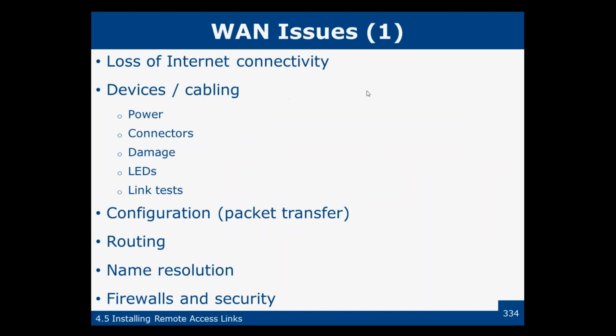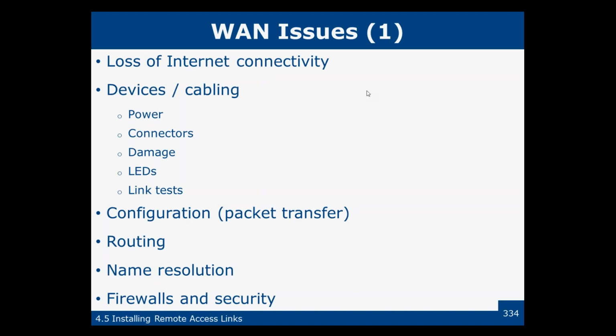WAN issues, loss of internet connectivity, and that's probably going to be the first thing that you're going to hear. Not that I can't get to the server to do my work, but the internet's down. And that can be a multitude of problems, and we talked about some of the tools we can use, a ping, a trace route, and those things to see what's happening, see where the connectivity is failing.